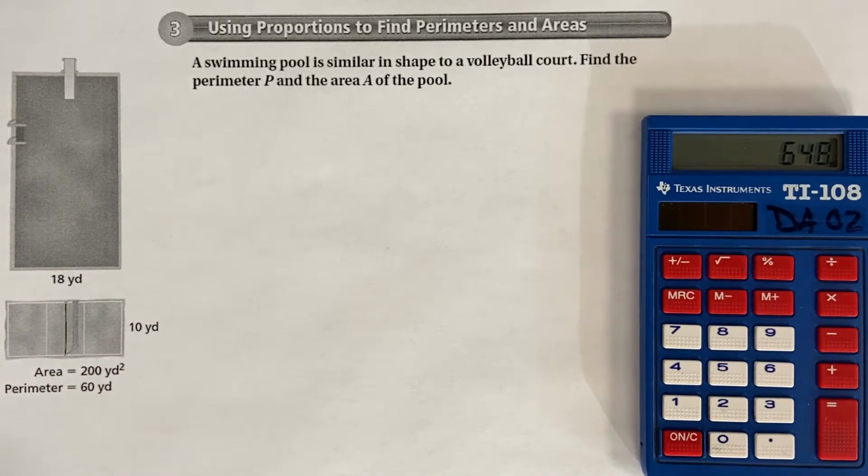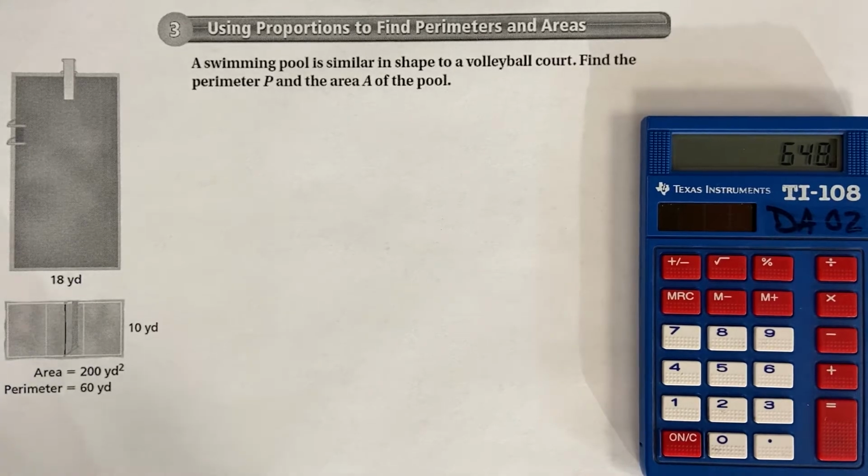Today we're going to talk about using proportions to find perimeters and areas. So let's get to it. A swimming pool is similar in shape to a volleyball court. Find the perimeter P and area A of the pool.